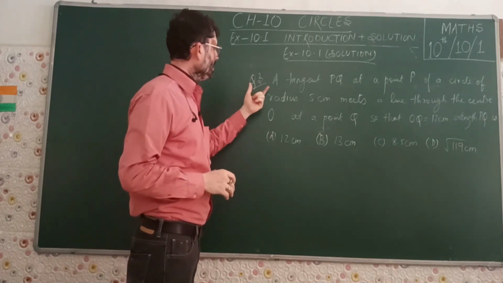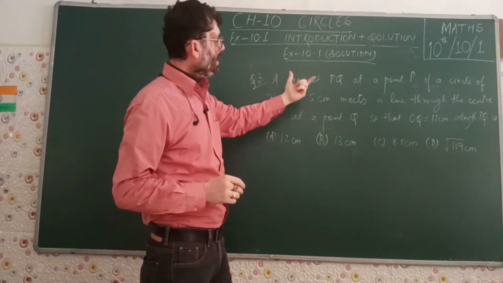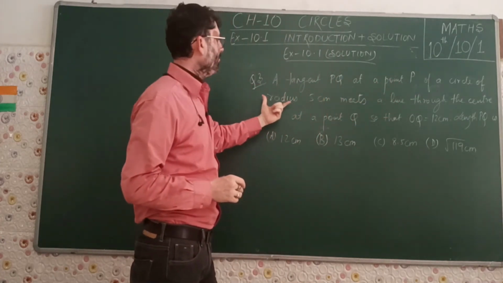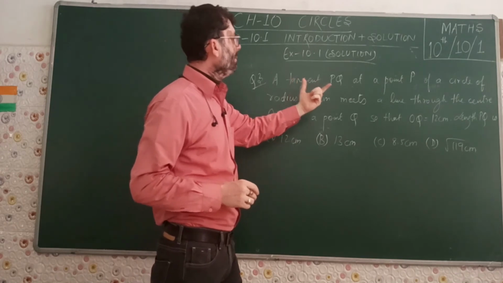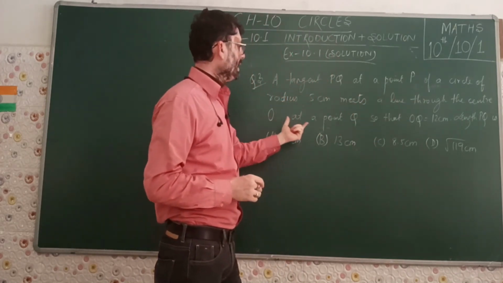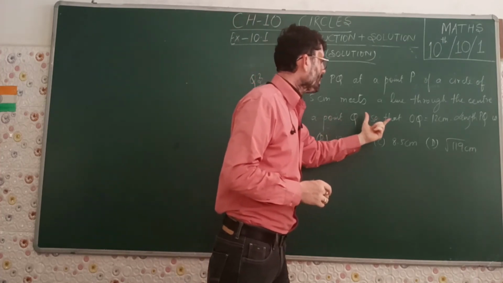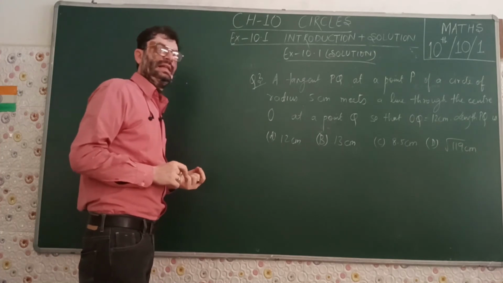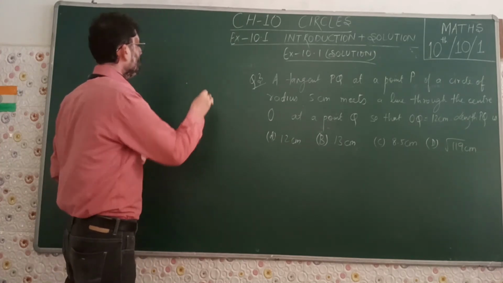Question number 3 is: a tangent PQ at a point P of a circle of radius 5 cm meets a line through the center O at a point Q so that OQ is 12 cm. Find the length PQ. So let us first of all draw the figure.